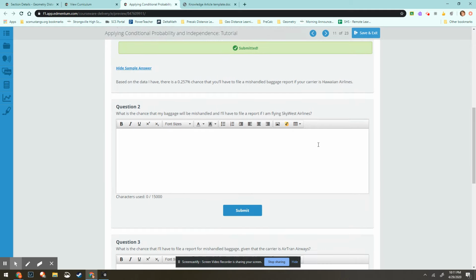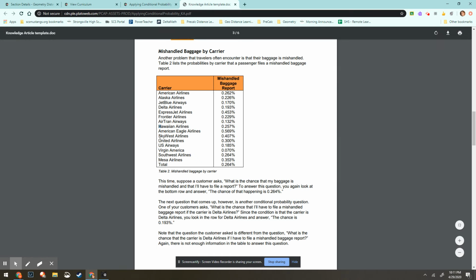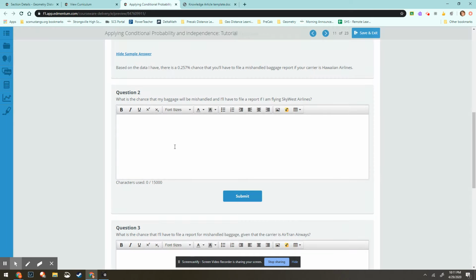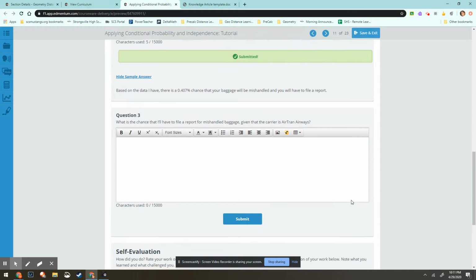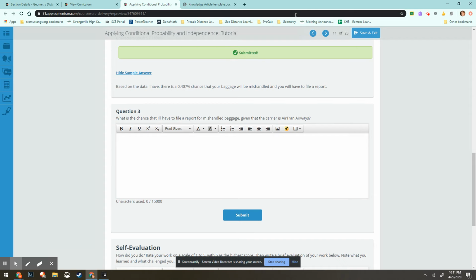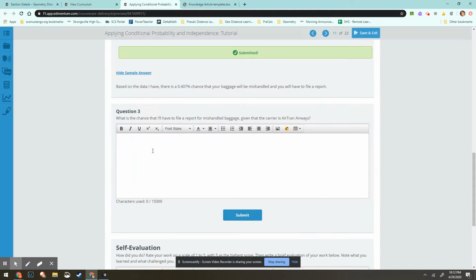Okay. And then now too, what's the chance I'll have to do that if I'm flying SkyWest? So I come over to SkyWest, and that's 0.407%. Okay, so again, that is restricting to just this SkyWest data. And then finally, what's the chance I'll have to do that if it's AirTran? So AirTran, we should put this in alphabetical order or something, 0.132%.